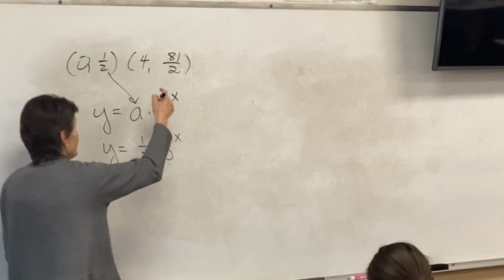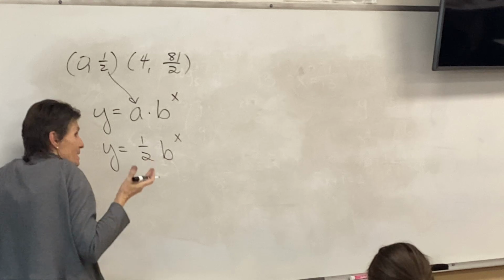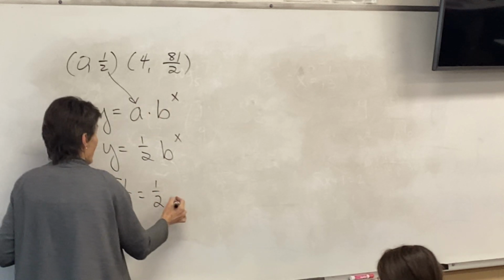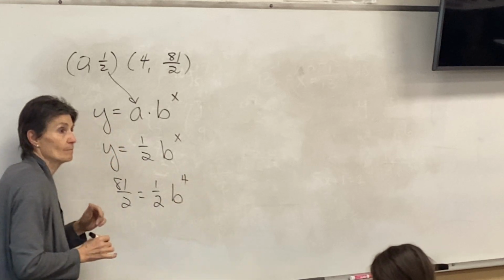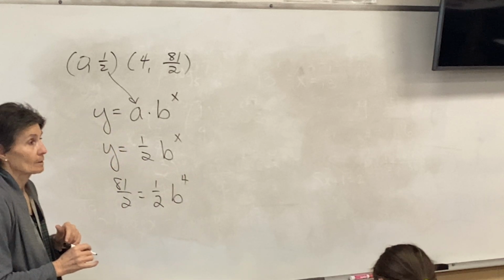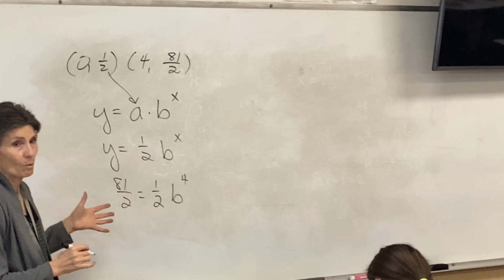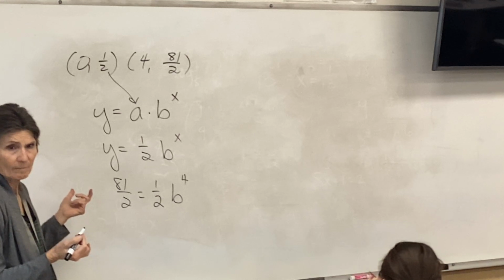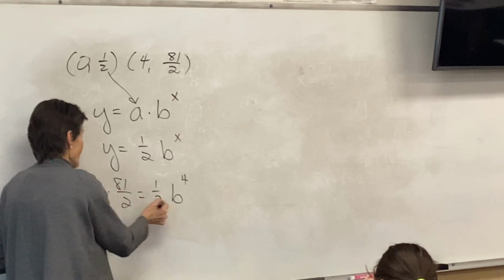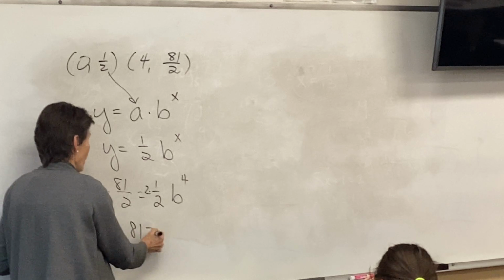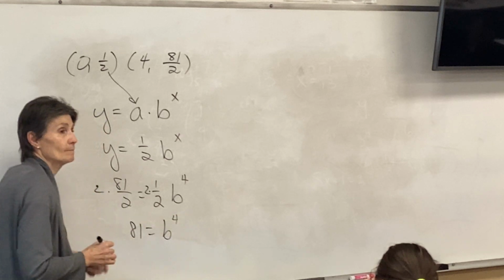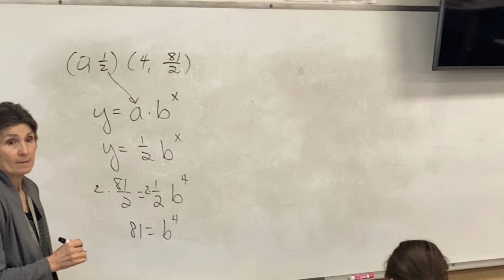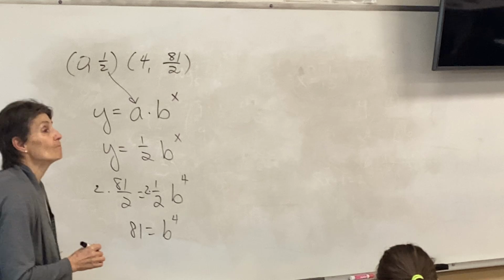Now I'll plug in, and don't freak out, be calm. 81/2 equals 1/2 B to the 4th. Now this is an easy one. Can't I just times by 2 and get rid of those fractions? So if I times by 2, I get 81 equals B to the 4th. Now what? 4th root.